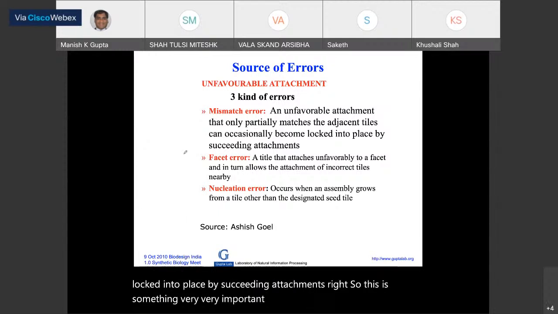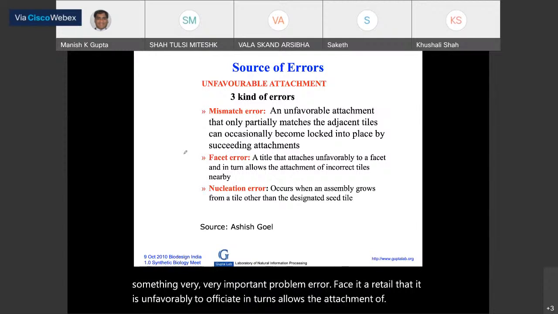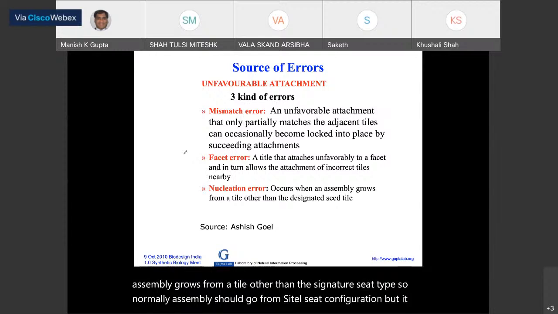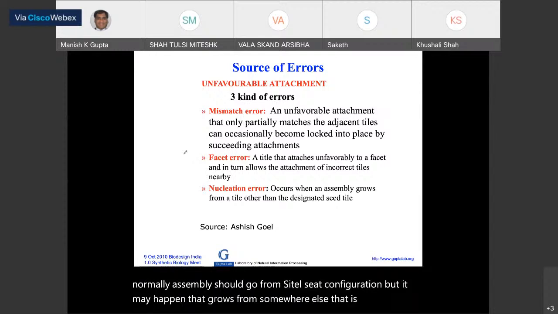Facet error: a tile that attaches unfavorably to a facet entrance allows the attachment of incorrect tiles nearby. And nucleation error occurs when an assembly grows from a tile other than the designated seed tile. So normally assembly should grow from seed tiles, seed configuration, but it may happen that it grows from somewhere else. That is known as nucleation error.